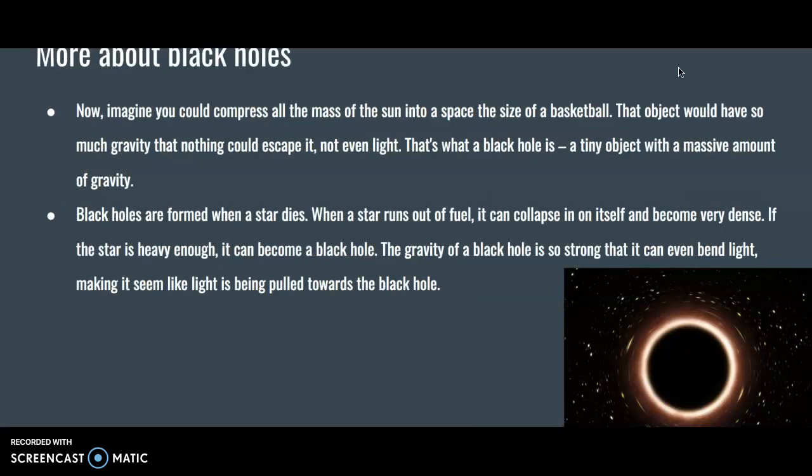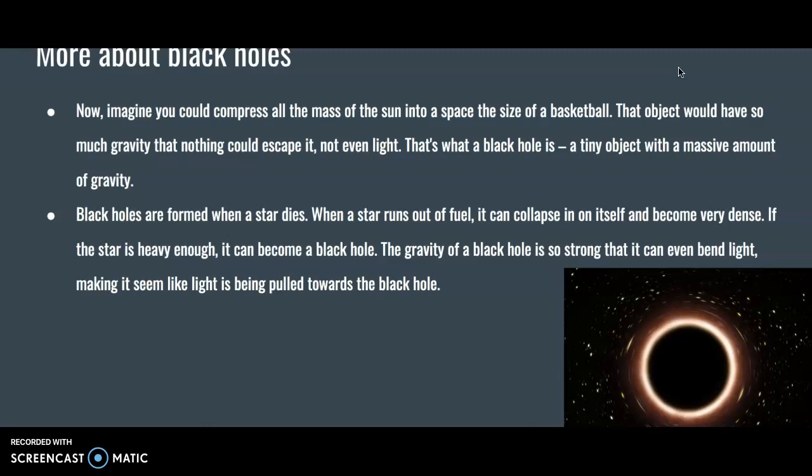So, some more information about black holes. Now imagine you could compress all the mass in the sun into the size of a basketball. That object would have so much gravity that nothing could escape it, not even light. That's what a black hole is, a tiny object with a massive amount of gravity.